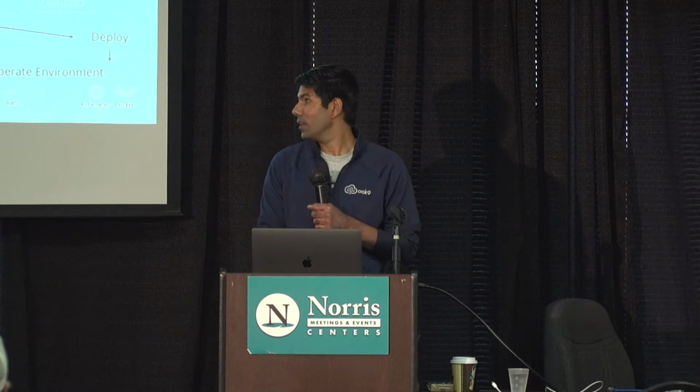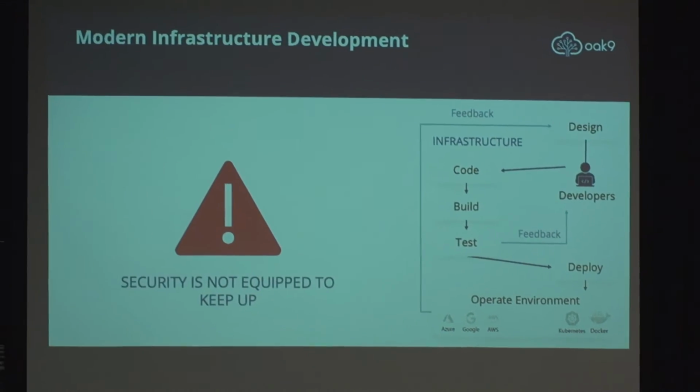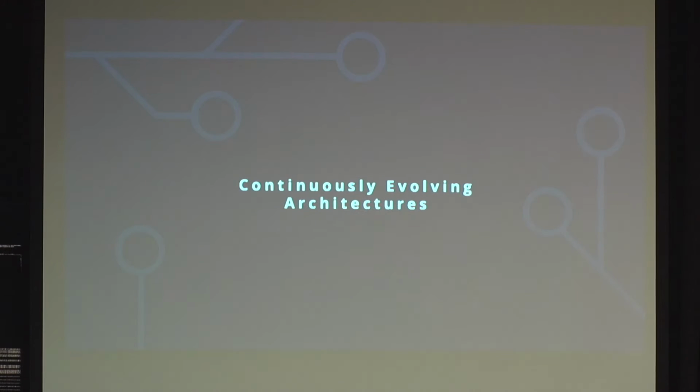So I talked about the sheer complexity that infrastructure as code brings and the challenges that this creates for security teams. So let's talk a little bit more about why this is happening and the kinds of ways that these architectures are evolving.